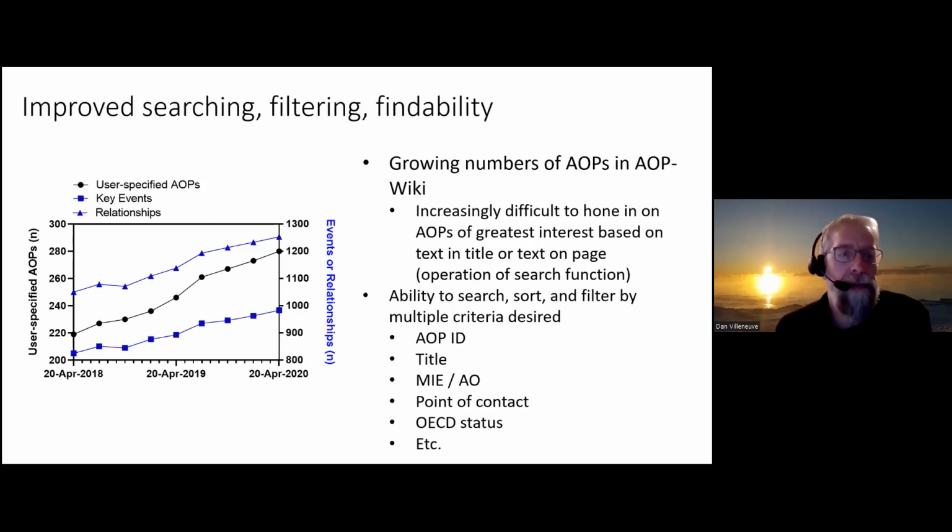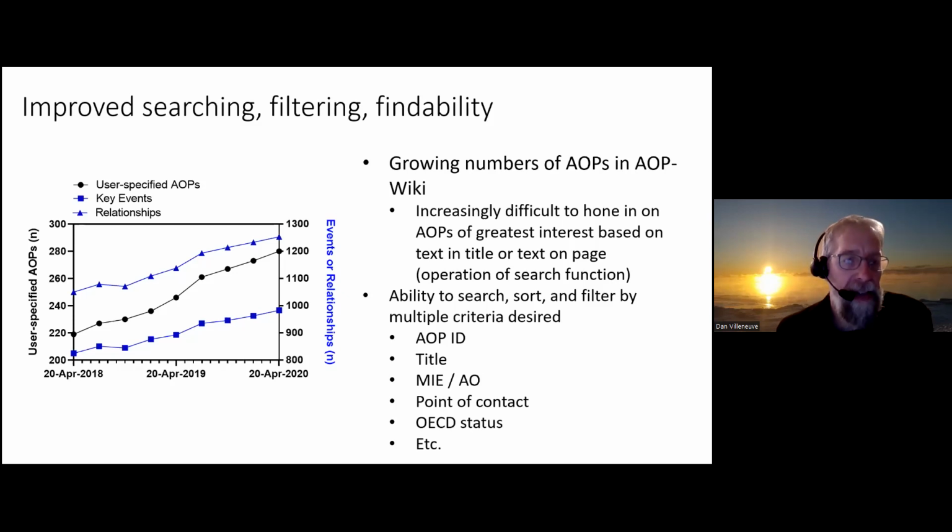All right, Brigitte. So we just talked about some changes or updates to the framework itself. There are a number of additional features in recent releases and planned releases of the AOP-Wiki that are aimed at improving the user experience. Next slide. One of those first improvements that you'll see is improved searching, filtering, and findability within the AOP-Wiki.